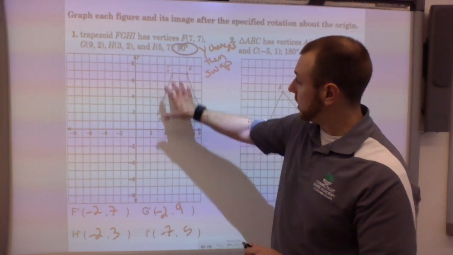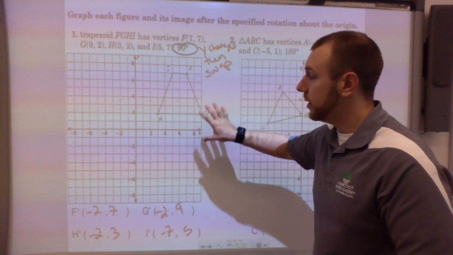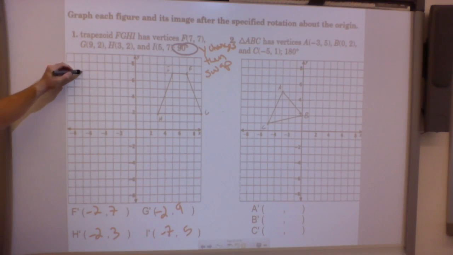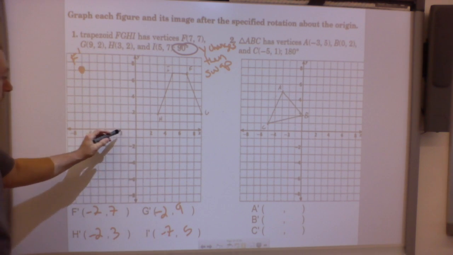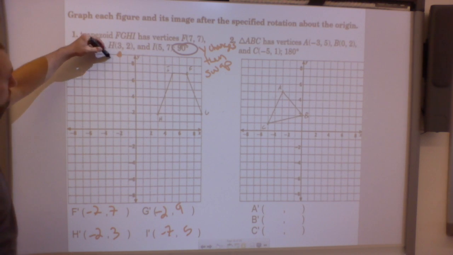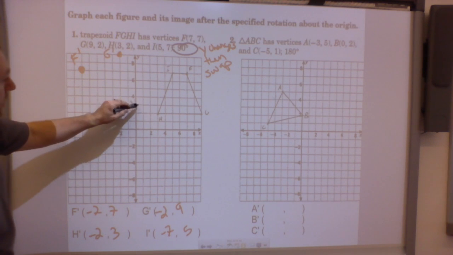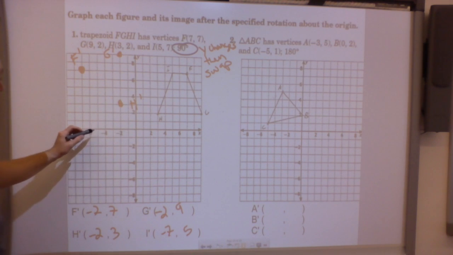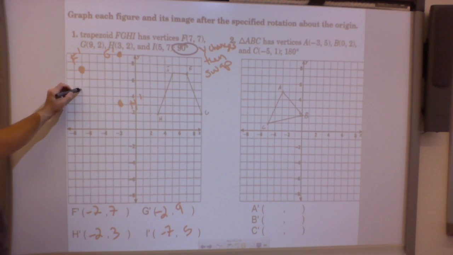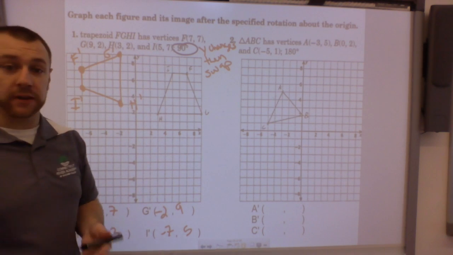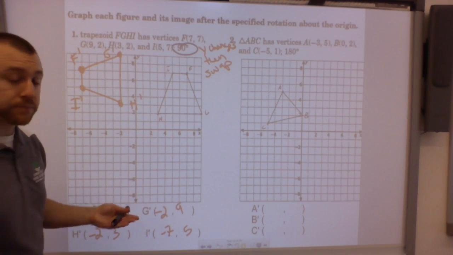So what I'm going to do is take this original figure, which you should plot if it's not plotted, and I'm going to graph (-7, 7). That's my new F. (-2, 9). That's my new G. (-2, 3). That's my new H. And (-7, 5) is my new I prime. And now, as you can see, I have a figure that is rotated 90 degrees.